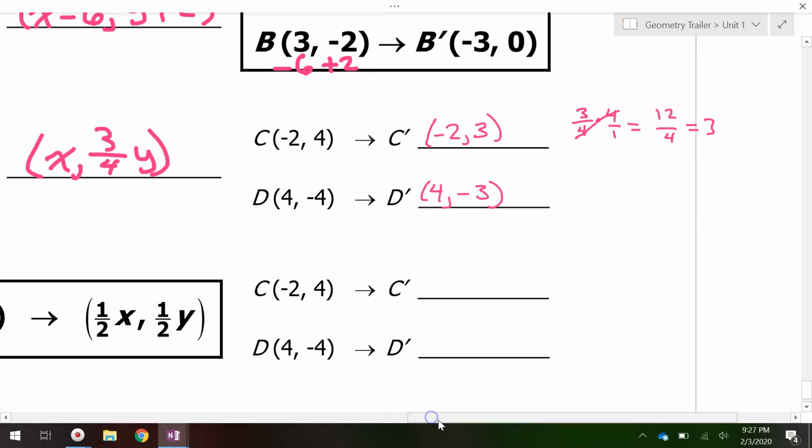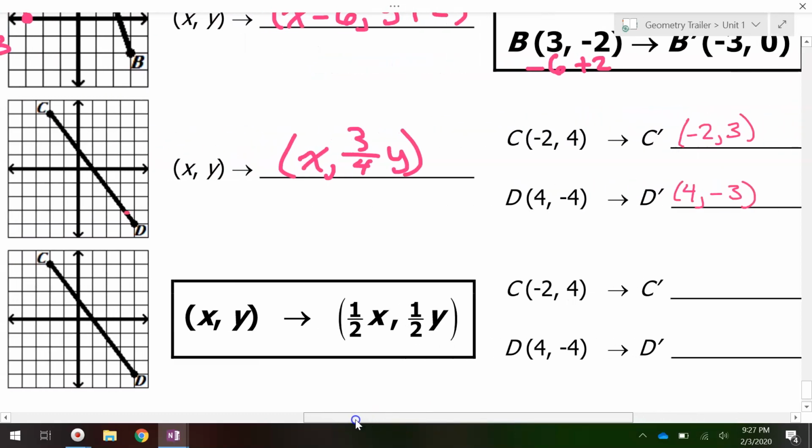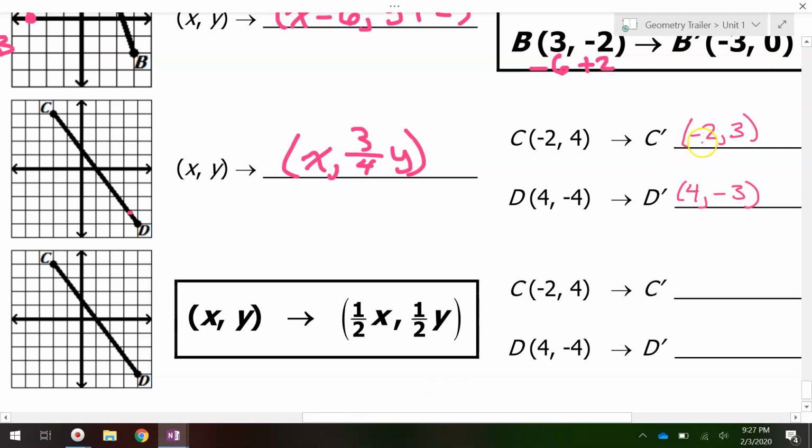All right, so I'm going to graph these now. Negative 2 comma 3 is right here. So that's going to be C prime. And 4 comma negative 3. All right. Yeah, so this is 4. Negative 3 is going to be right here. And that is going to be D prime. All right, so that is the final answer.